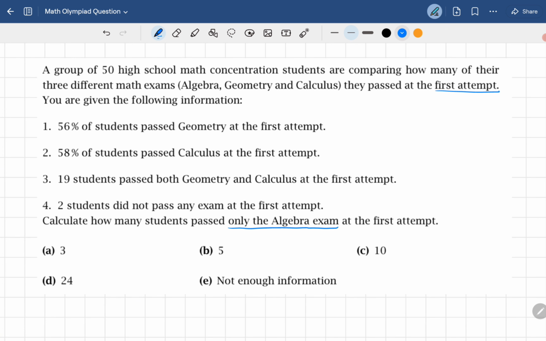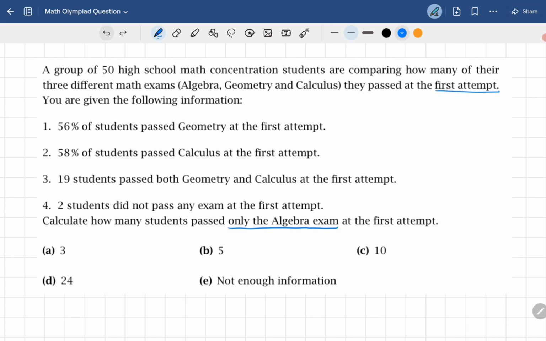Alright, so now I'm going to go over the solution with you guys. So it says a group of 50 high school math students basically took 3 tests, algebra, geometry, and calculus, and they gave us the following statistics right here. And they're asking us how many students passed only the algebra exam.